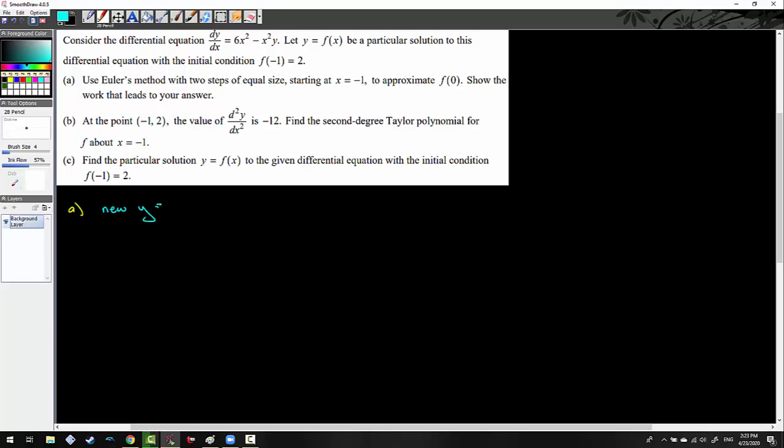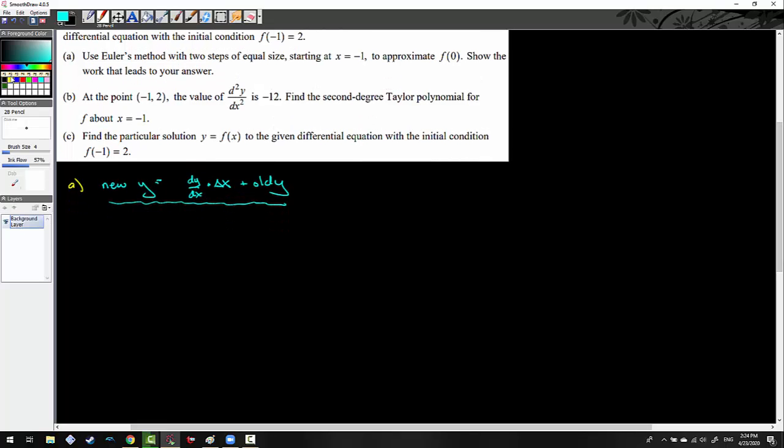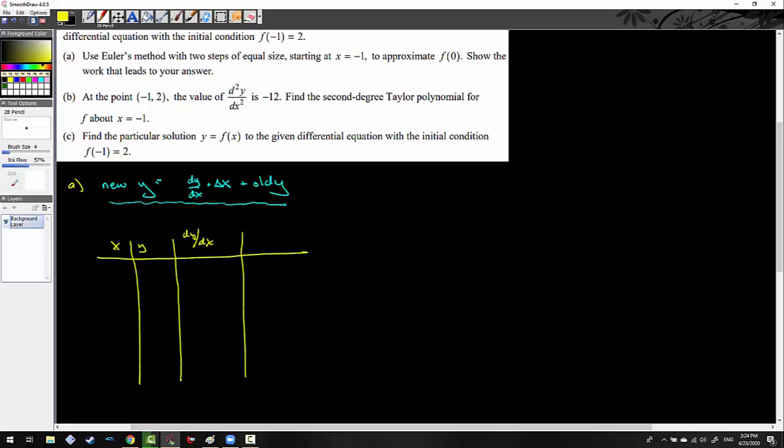New y is always going to be the dy over dx, which is your slope at that moment in time, times your change in x, and then plus your old y. So keep that in mind. We will use this as we make our chart for Euler's method. So our chart will go x, y, dy over dx, and then new y.